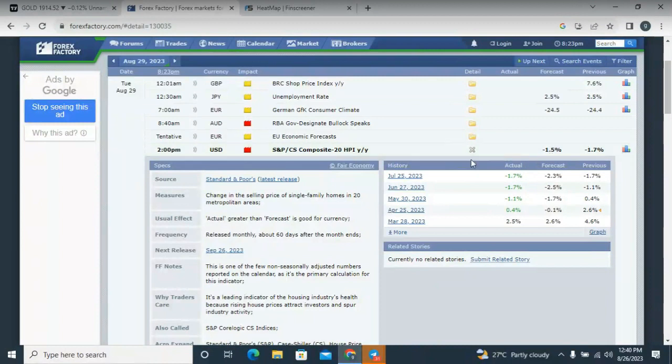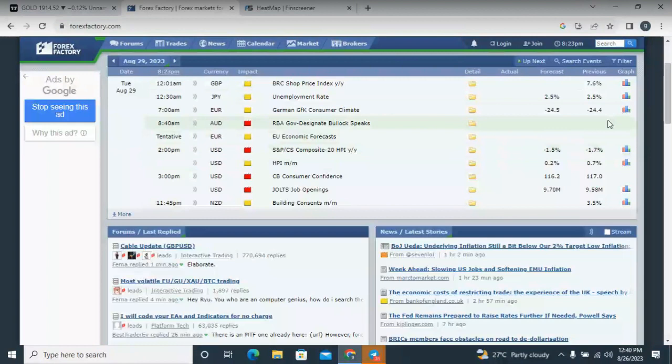So if you come here, you will see the previous one, 1.7%, is the month of July. So for this one that is coming, they predict that it will drop to 1.5. That means the drop that will happen, the downward move that will come, is a small down.